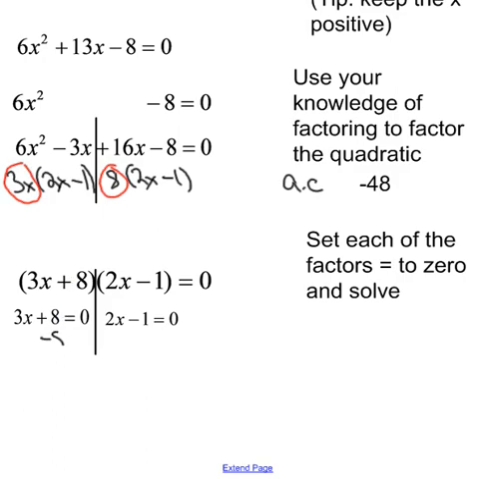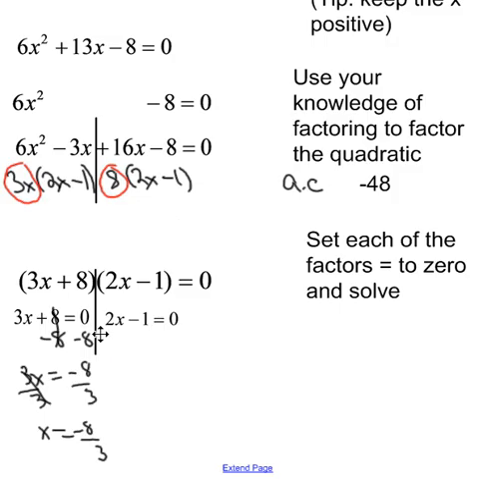And you just solve each one. So subtract 8 over here, subtract 8 over here. This cancels out. You get 3x equals negative 8. Divide by 3. Divide by 3. And you get x equals negative 8 over 3.